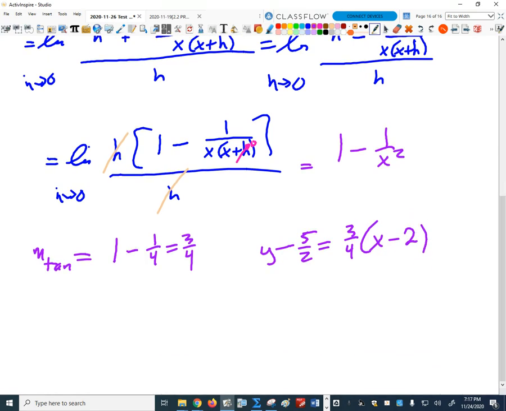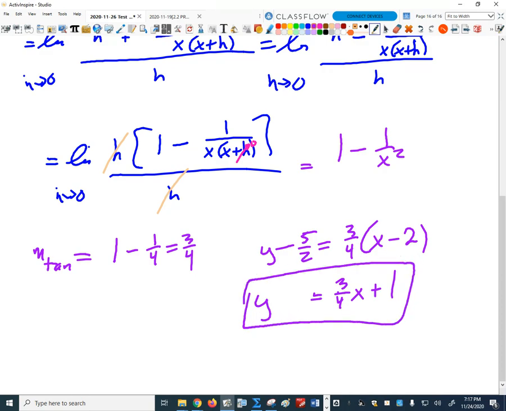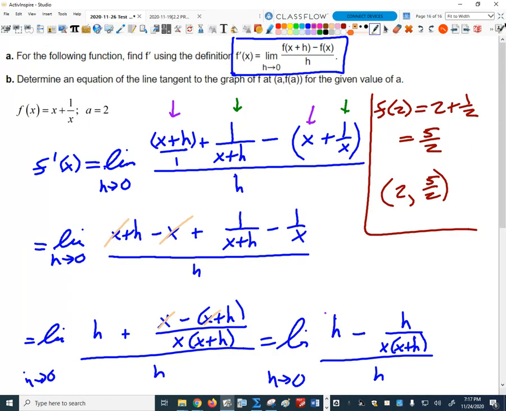If I wanted to distribute and clean this up, let's see, I'm going to get 3/4 x minus 3 halves plus 5 halves. It's just going to give us 3/4 x plus 1. So there we go. All right. I think that's it.